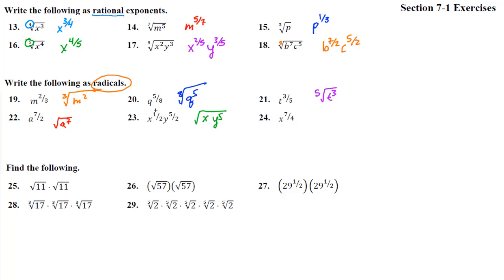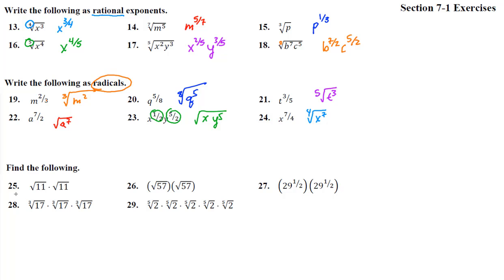Yeah, it looks kind of weird where you got fractions up here in the exponents, but yeah, they're both half, so they're both square root of x to the 1, y to the fifth. Good. And then the last one, number 24. X to the 7/4, that's the fourth root of x to the 7th. Excellent. Okay, and in this final section, find the following.